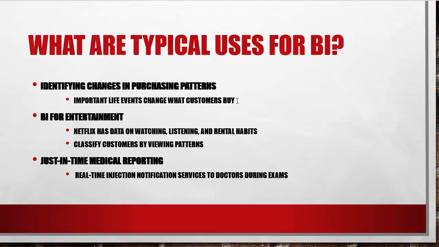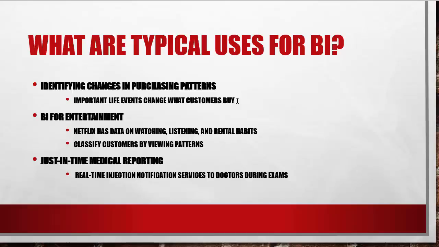What happens if a spouse should die? Are they then buying additional items or different items? And all that can be tracked or categorized into these different types of customers you might have, and then you can target those customers with the types of sales that you might want.